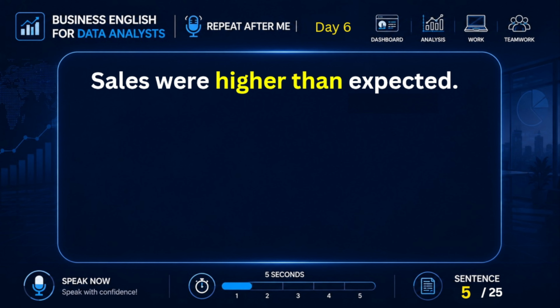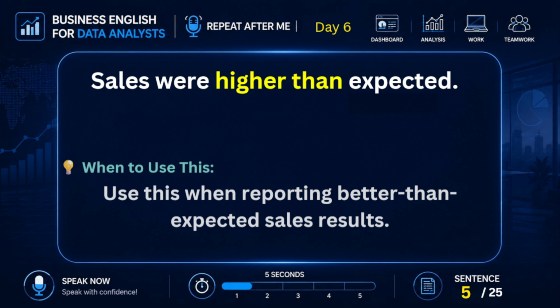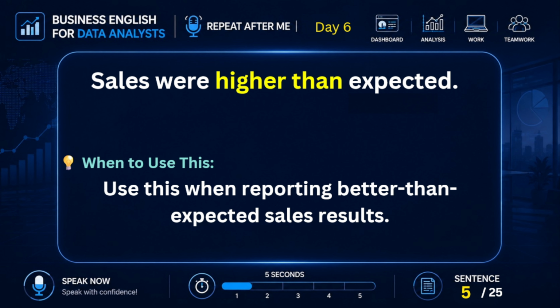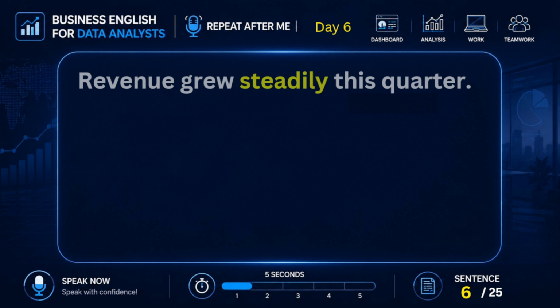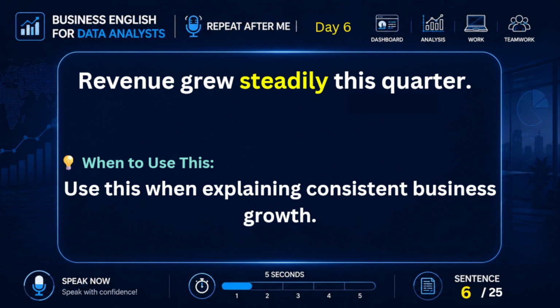Sales were higher than expected. Use this when reporting better than expected sales results. Revenue grew steadily this quarter. Use this when explaining consistent business growth.